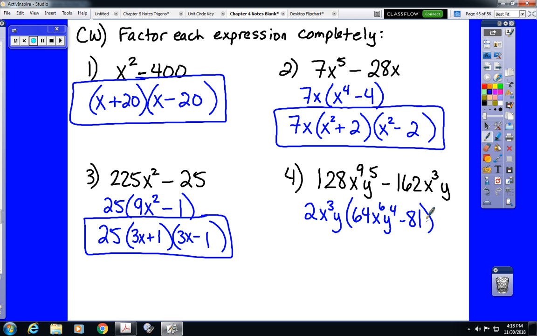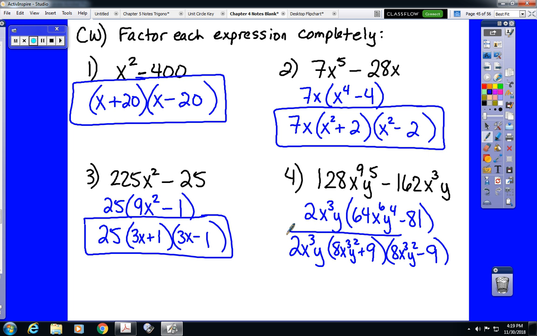This is a difference of two perfect squares. So 2x to the 3rd y is going to stay in front, and this expression is going to factor. The square root of 64x to the 6th, y to the 4th would be 8x to the 3rd, y squared. So that is our first term in each set of parentheses. One is a plus, one is a minus. And the square root of 81 is 9. Notice the odd exponent. That means neither one of these can be a difference of two perfect squares. So we must be done factoring.